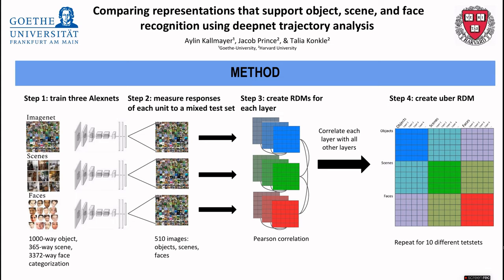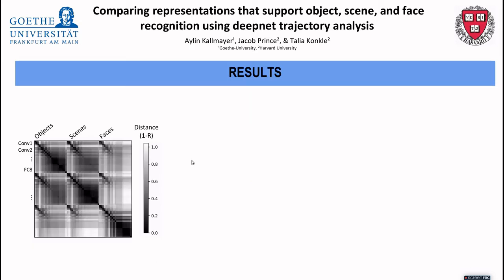So this Uber RDM gives us a similarity structure of all of the learned geometries of all layers at the same time. To make sure this is reliable, we repeat the whole process for 10 different test sets. So this is what an Uber RDM for one of the test sets looks like. Darker colors represent smaller distances and lighter colors represent larger distances. You can see that each of the stimulus domains consists of 21 representational stages. So each of these subsquares within this Uber RDM is a 21 by 21 square.